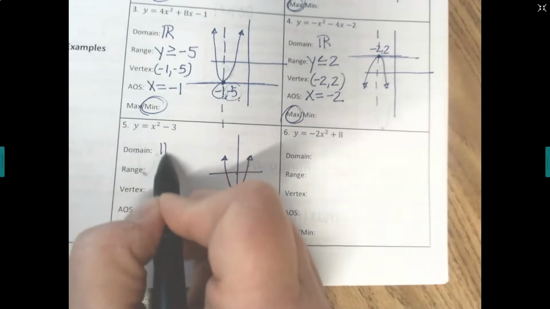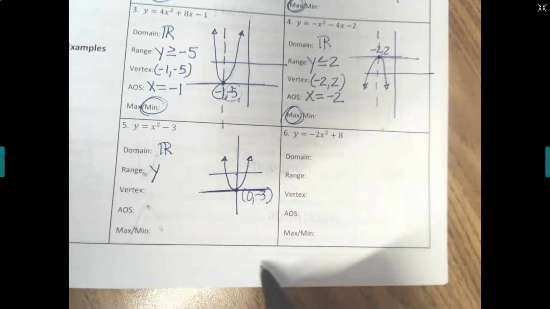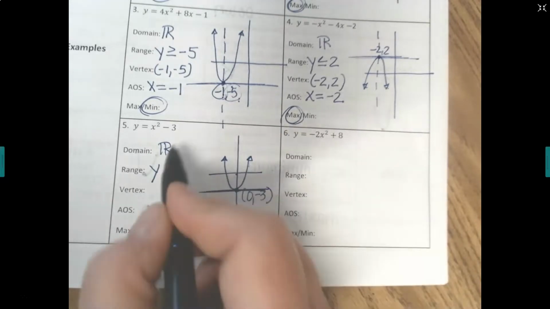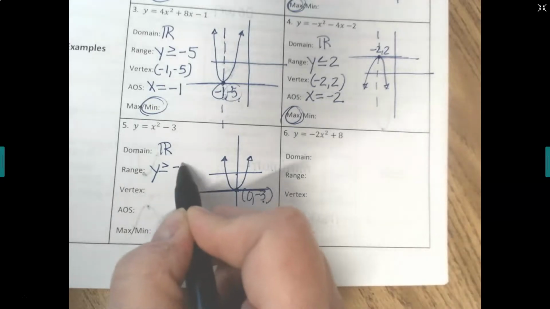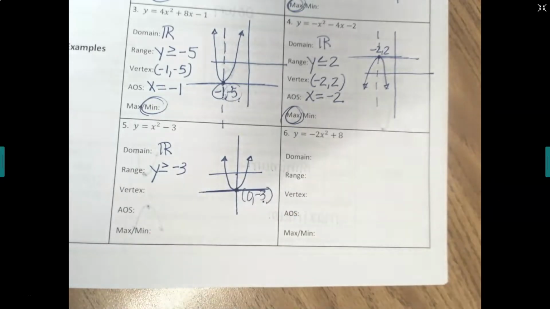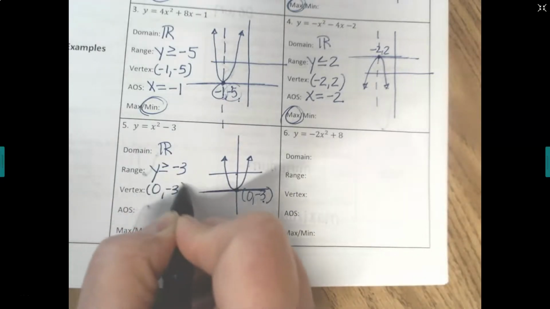Your domain is all real numbers. Your range is a y value, and the whole graph is above, so that means greater than or equal to the y value of the vertex, which is -3. Our vertex we got from Desmos, 0, -3.